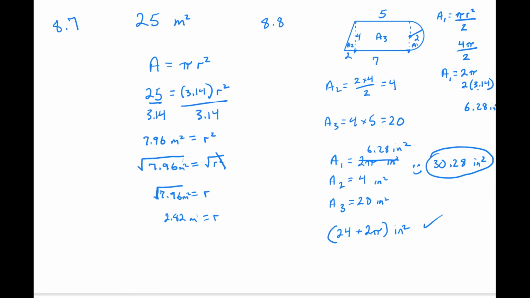So I'm going to clear this page. Pause it if you need to take notes. Let's do 8.9. So 8.9 is a trapezoid, I think. No, it's not a trapezoid. That's 8.10. 8.9 is a parallelogram, which is also known in this instance as a rhombus.